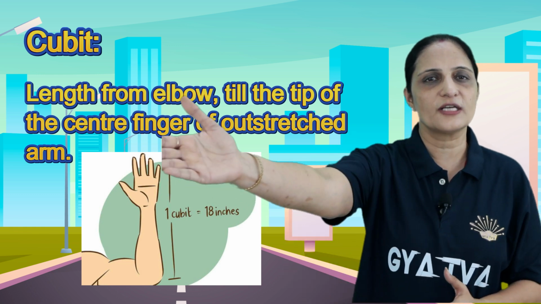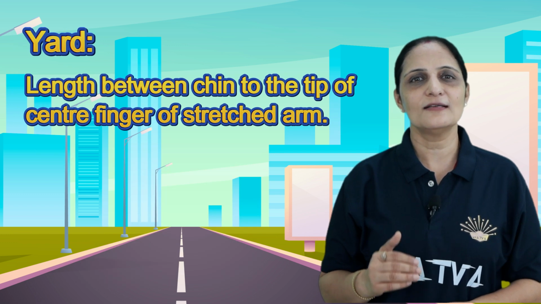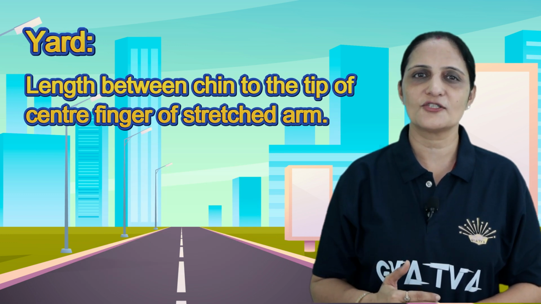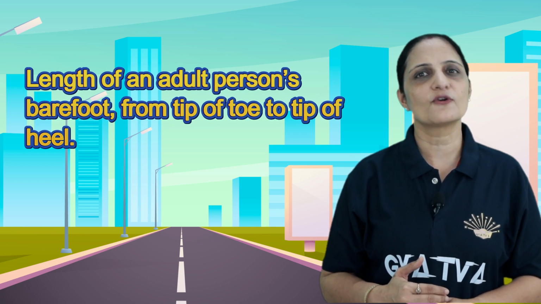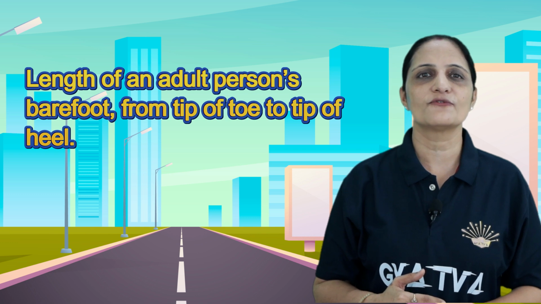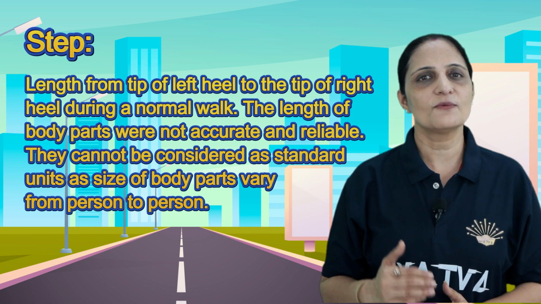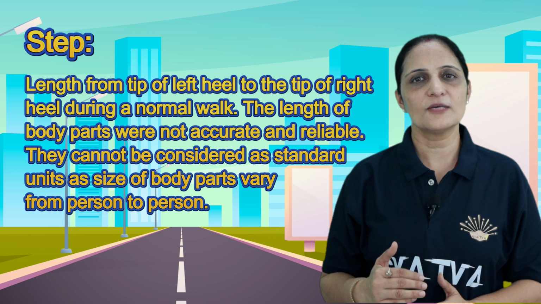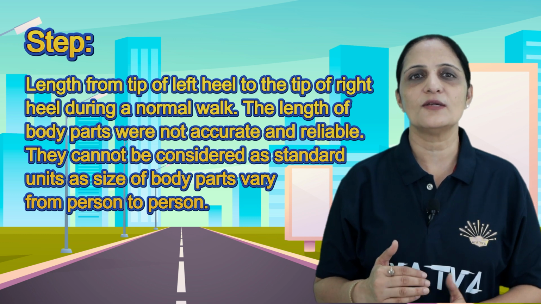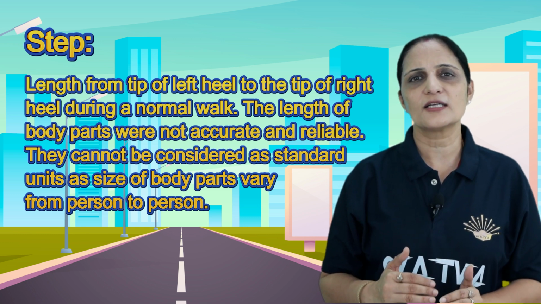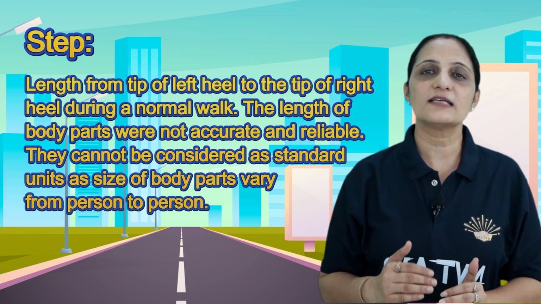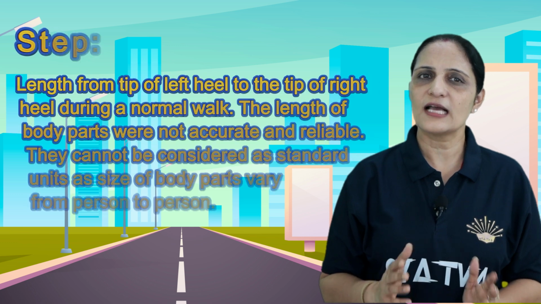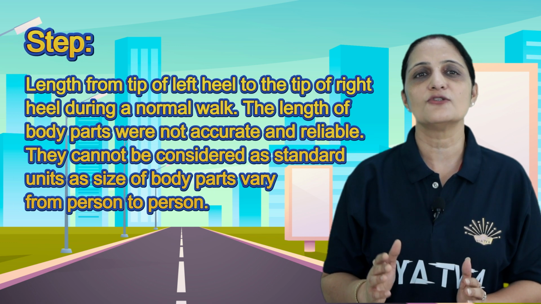of your outstretched arm. Third is yard, the length between chin to the tip of centre finger of your stretched arm. Foot, the length of an adult person's bare foot from tip of toe to the tip of heel. Step, length from tip of left heel to the tip of right heel during a normal walk. So the lengths of the body parts were not at all accurate and reliable. They could not be considered as standard units because the size of body parts would vary from person to person.